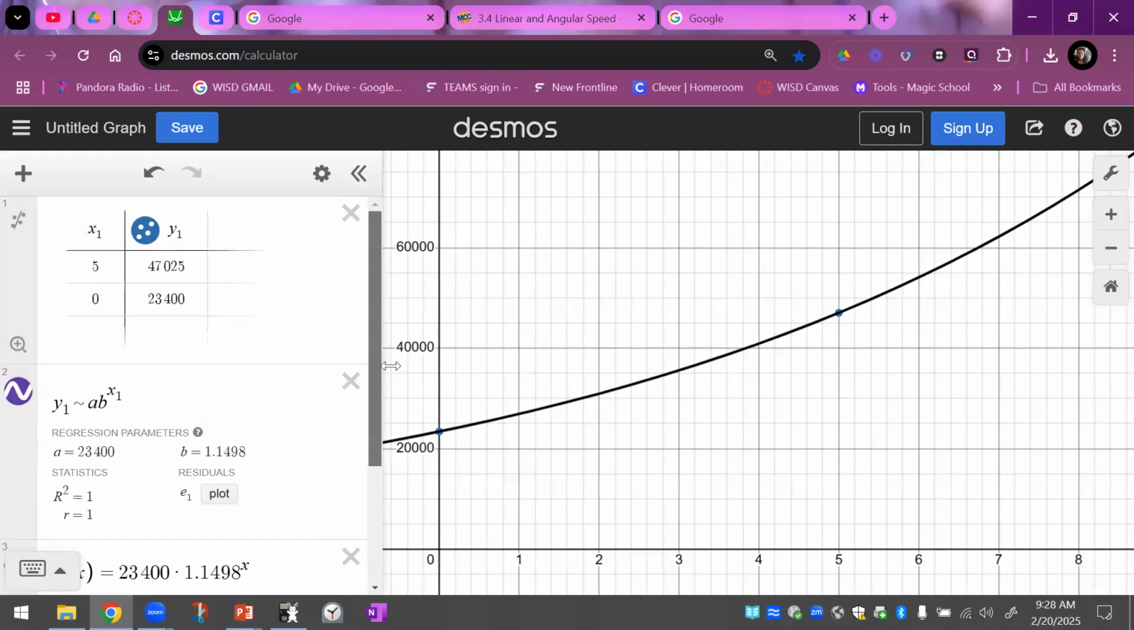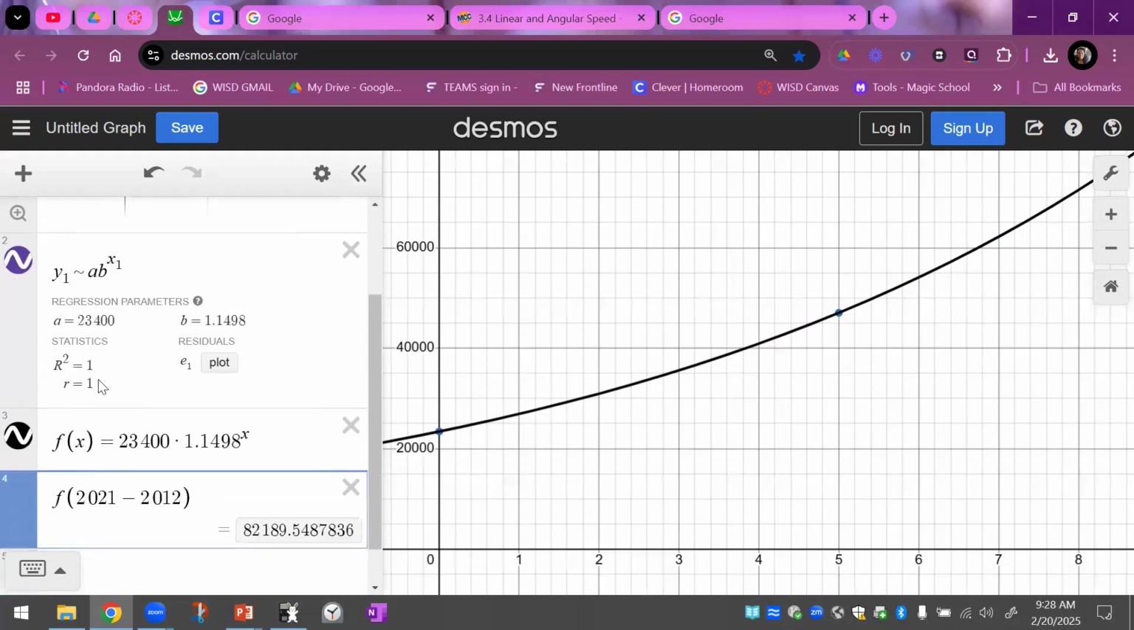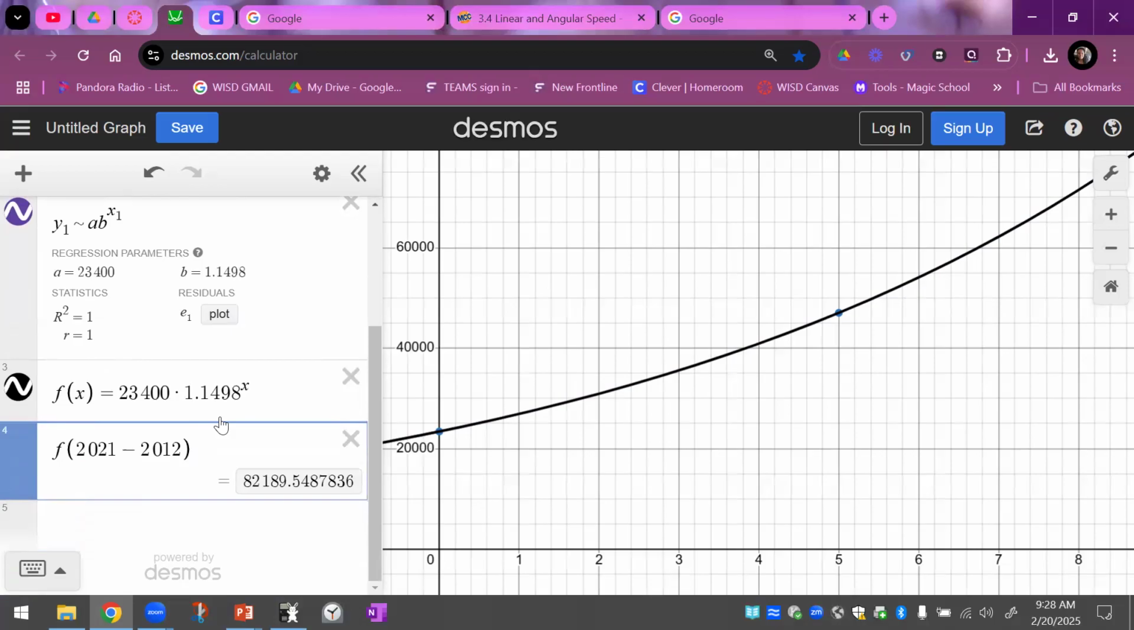So let's recap what we did here. We tried with just the years, right? And the years were too what? Too big, right? So we adjusted our x values, and the distance is still the same, a 5-year gap. This is our initial. This is our 5 years later. It gave us our model. We wrote our model as a function. And from that function, we were able to answer the question. The question said, in 2021, what is the value of the Bronco, right? So the value of our Bronco would end up being 2021 minus 2012, which is a 9-year gap. And it comes out to be $82,189.55.